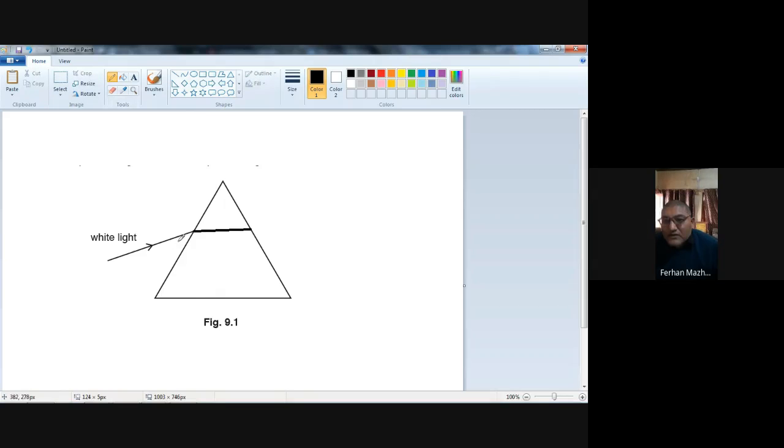Let me use the pencil. That is easy. 2, 3, 4. There should be straight lines. Okay, because I am drawing with the cursor. 6, 7. You are supposed to draw straight lines. They should not be wavy. Okay, so when they come out, they will go like this. They will go like this.